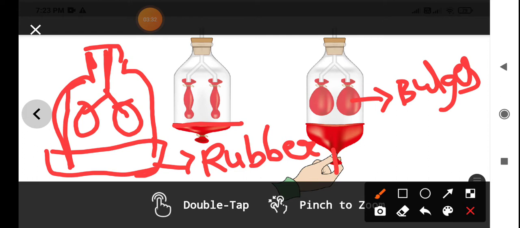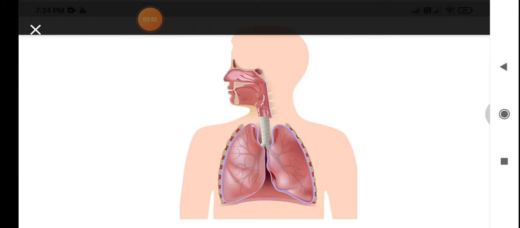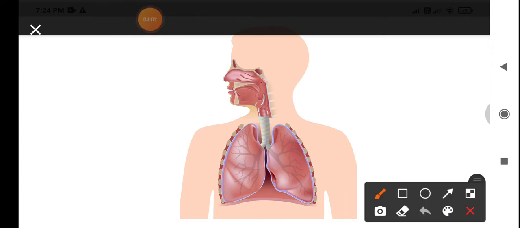Yes, so now you can understand how these balloons bulge out. In the same way, which organs are there in our body which bulge out when we are taking air into the body? Taking air into the body is known as breathing. So now we will see which organs are helping in breathing. Here clearly you can understand we are breathing through our nose. So this part is called the nose.